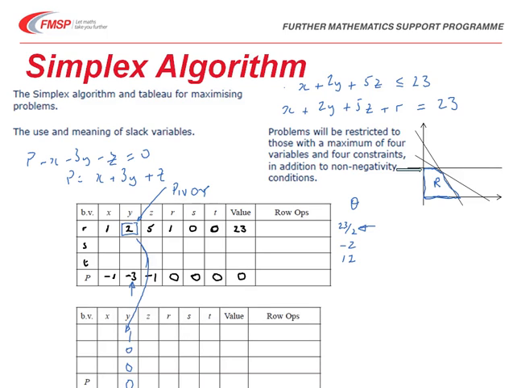The other thing that happens at this stage is that the basic variables change. We say that r is exiting. In fact, what's happening is that r becomes 0 and y enters the basic variables. So the basic variables are now y, s and t.